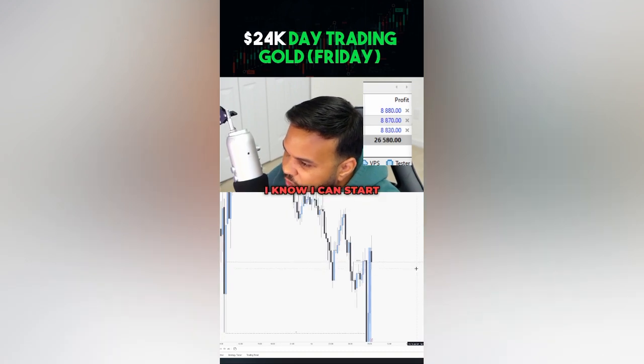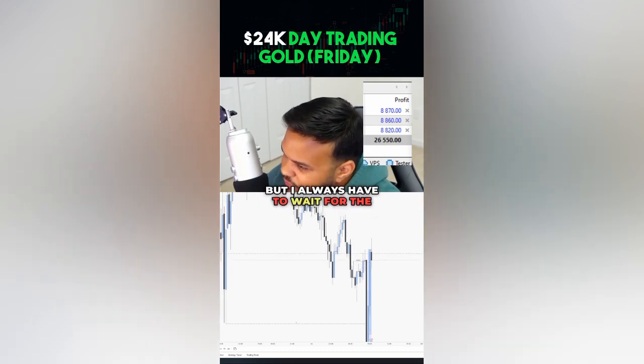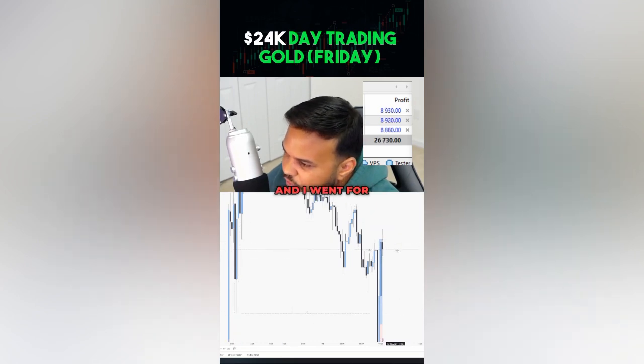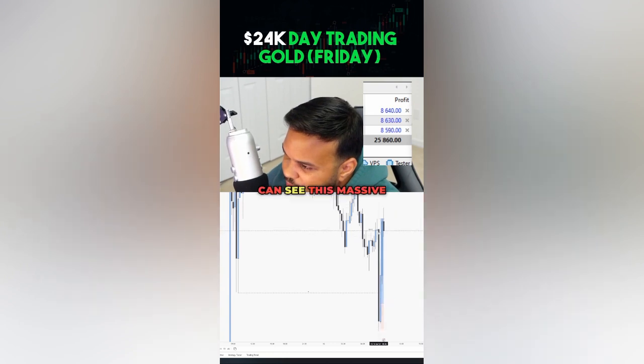So with that, I know I can start looking for buys, but I always have to wait for a liquidity grab. So I mark up this swing low on 15 minutes, which is liquidity for me. And I wait for the market to grab that liquidity at news. So when the news happens, you guys can see this massive push, grab the liquidity. And this is where I took the trade on the 1 minute.